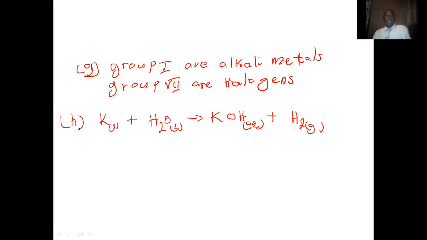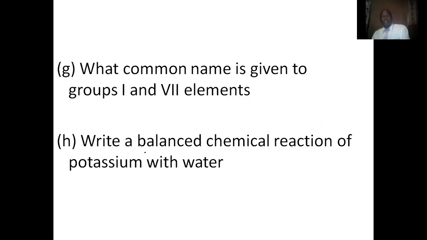So balancing this one, you notice that you need to have two atoms of potassium. Therefore here you put two, meaning that you have two atoms of potassium this side and two atoms of potassium on the other side. And for hydrogen, you have four atoms here, and this side you have two plus two, and oxygen you have two on both sides. So this is the balanced chemical equation.